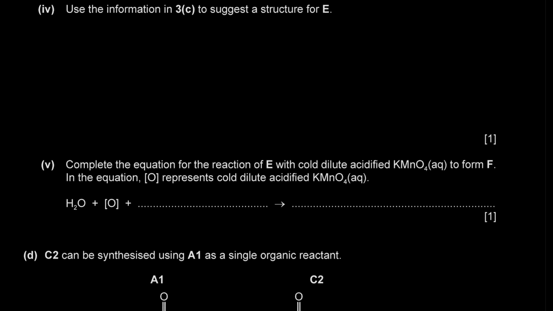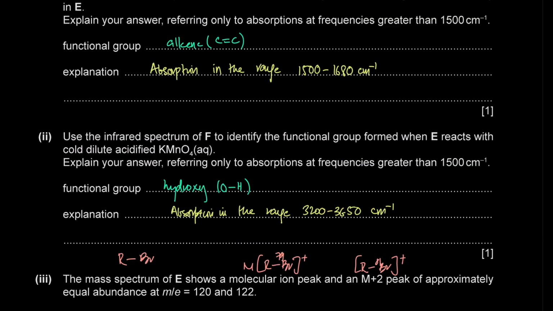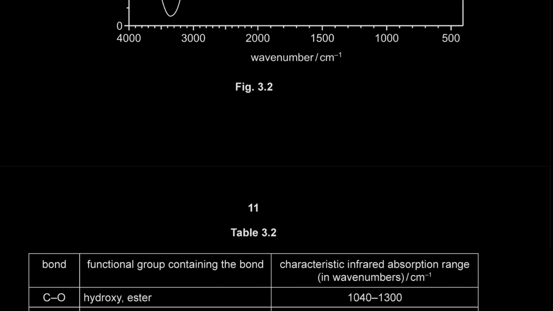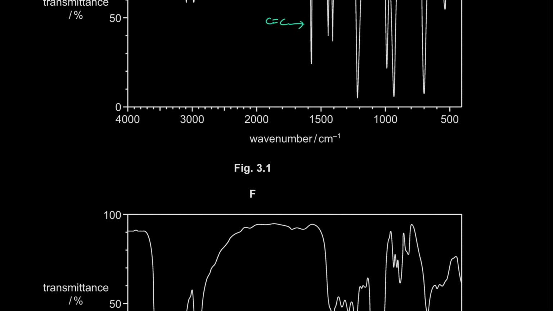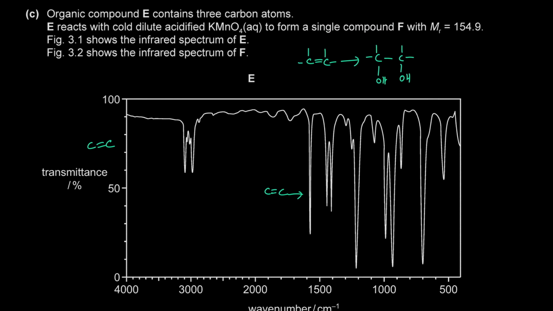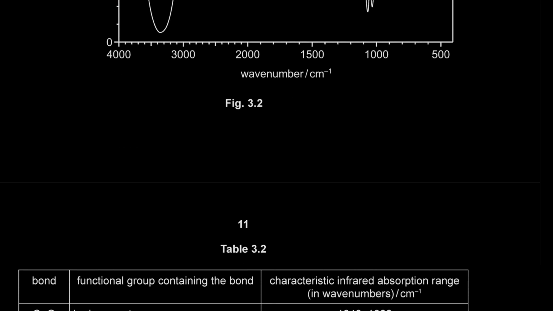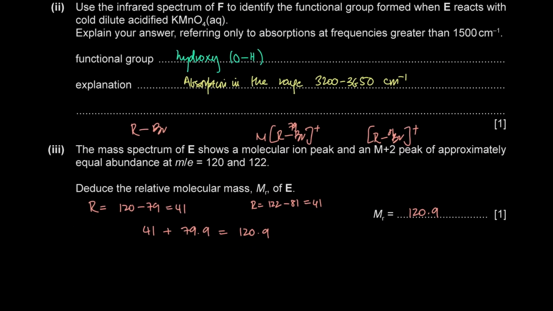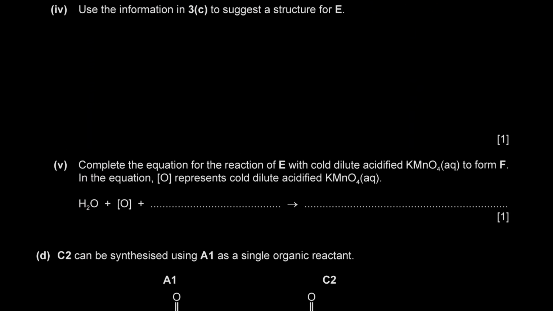Use the information in 3 part C to suggest a structure for E. So again, in compound E, there are 3 carbon atoms. That information is given to us. Organic compound E contains 3 carbon atoms, and we figured out that it has a bromine. So compound E has a bromine atom and it has 3 carbon atoms.